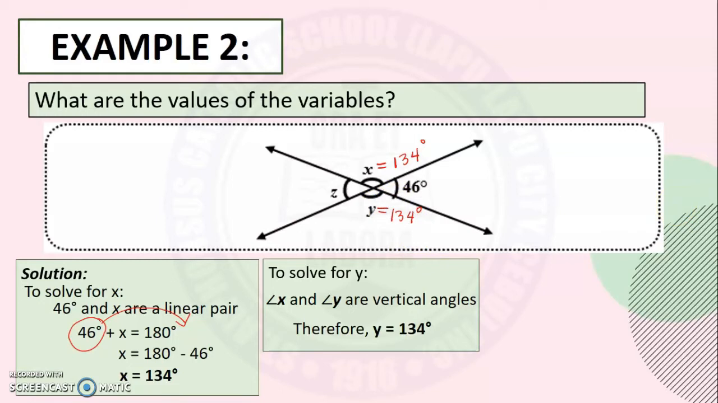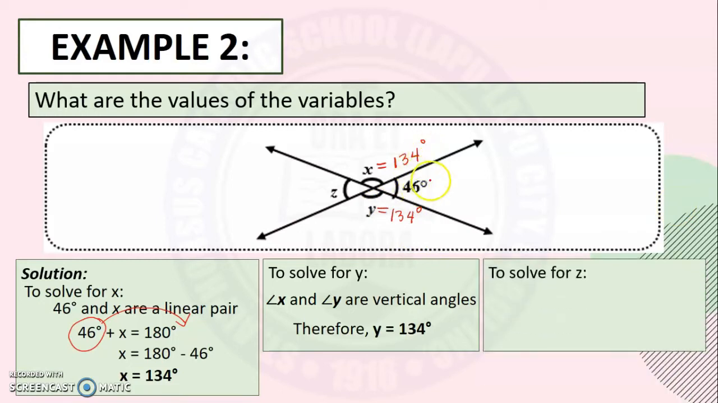Same with angle z and 46 degrees. They are opposite, so that means they are also vertical angles. That means they are congruent. So if this is 46, the value of z, or the measure of angle z, is also 46 degrees.